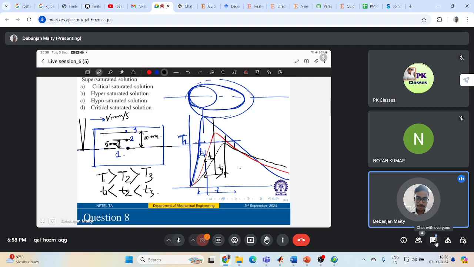So I was talking about that, if you are heating in the center, the center will experience the maximum temperature. The next peak temperature will be for point 2 and the next peak will be for point 3. So this is for point 1, this is for point 2, this is for point 3. There must not be any confusion. This is clear, right?